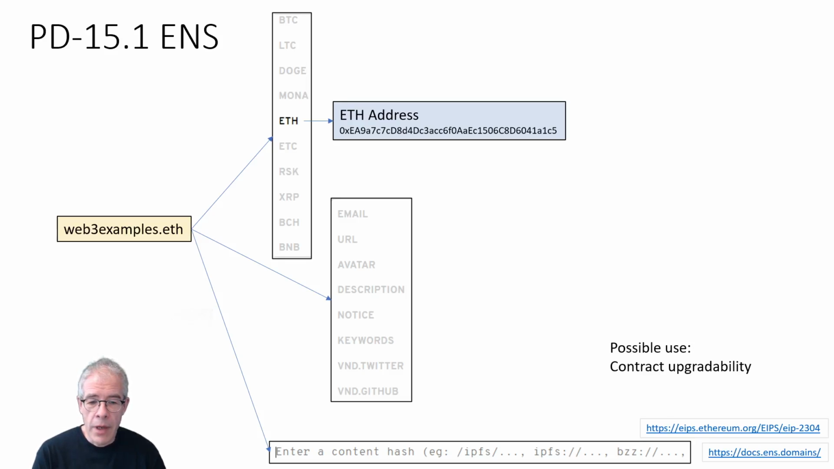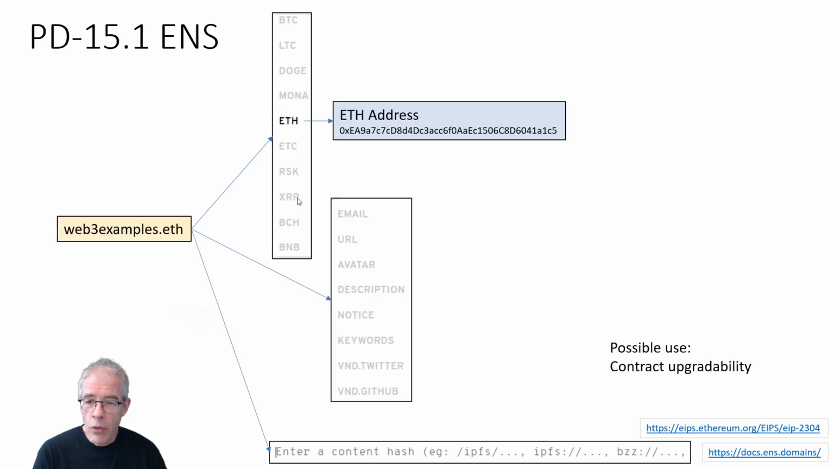So I've made a picture over here. So we have a name like this. It can be any name, and then with the suffix .eth. And then to that name you can connect all kinds of coins. For example, if you connect the ETH coin, then you can connect an ETH address. So, for example, this address.